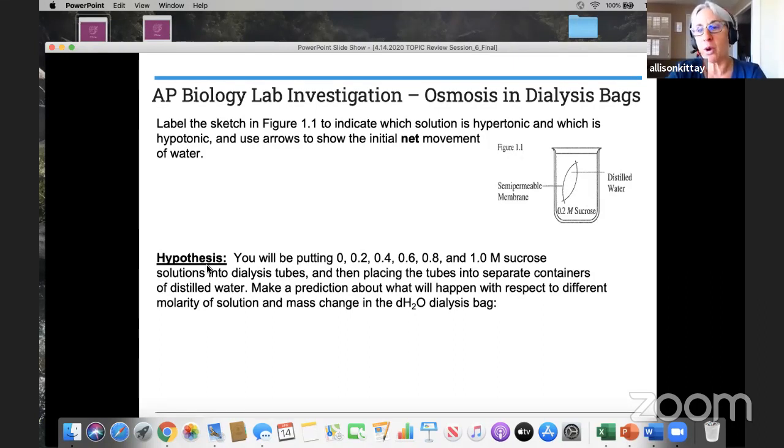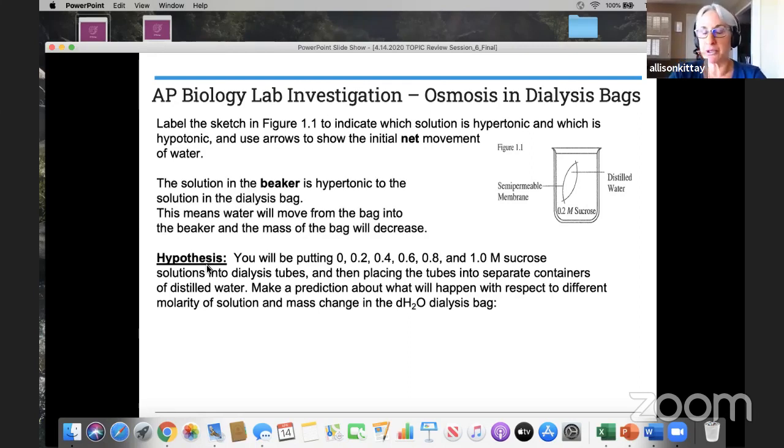Keep in mind, water will always move from where there's more water to where there's less water, or from a hypotonic to a hypertonic solution. So you figure out which is hyper and which is hypo. The solution in the beaker is hypertonic to the solution in the dialysis bag, because in the dialysis bag you have pure water, no solute, and in the beaker you have some solute in the solution. This means there's more water in the bag, so it will move from the bag into the beaker. If you weighed it, the mass of that bag will decrease. And that is the technique that we're going to use in our lab.